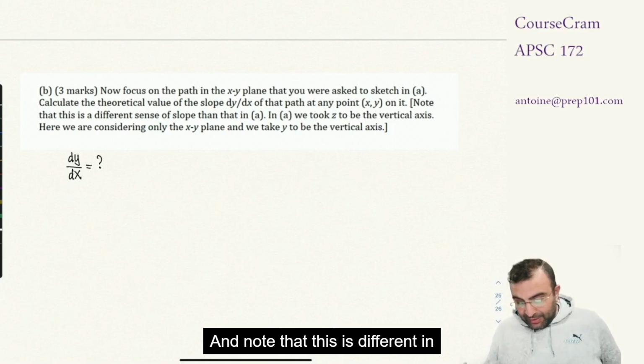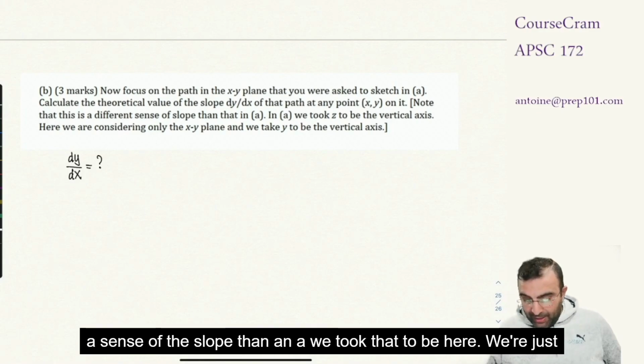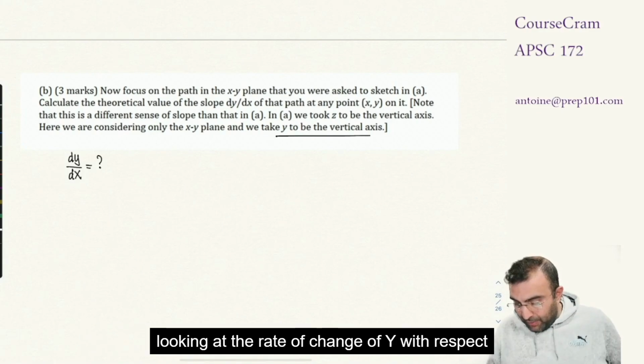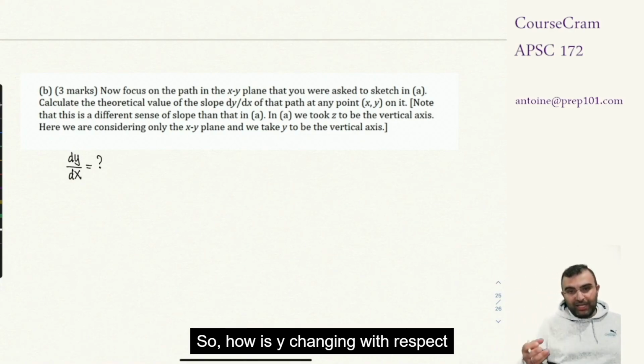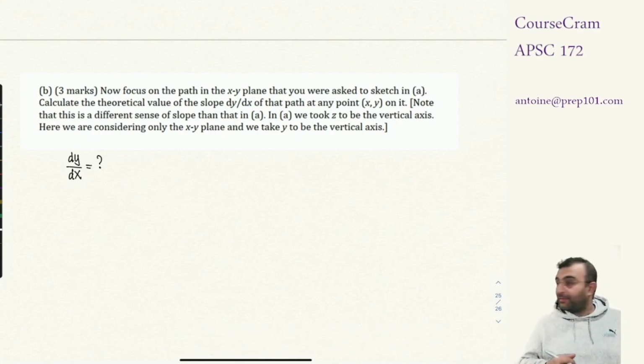Note that this is different in the sense of the slope than in part A. We took z to be... Here we're just looking at the rate of change of y with respect to x. So how is y changing with respect to x? So let's see.